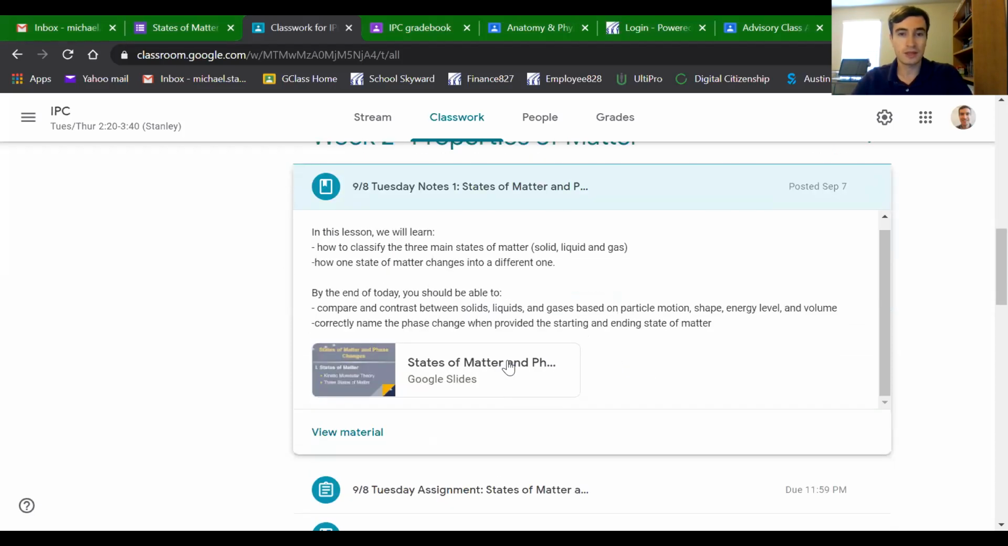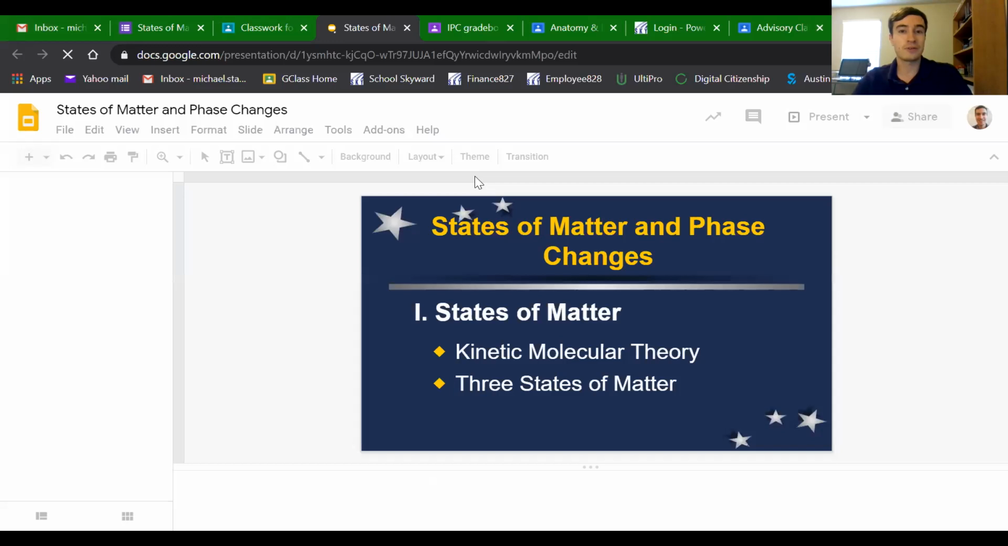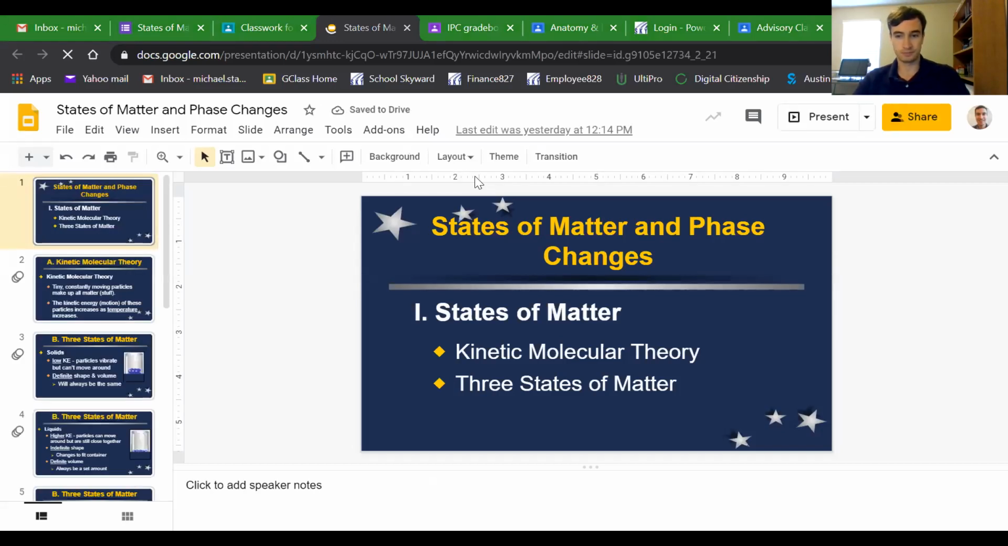So let's go ahead and jump into these notes, all about states of matter and phase changes. So what are our major states of matter? What are some of their specific properties? And how can we switch between one state and another? That's what the first section of these notes is going to go over.